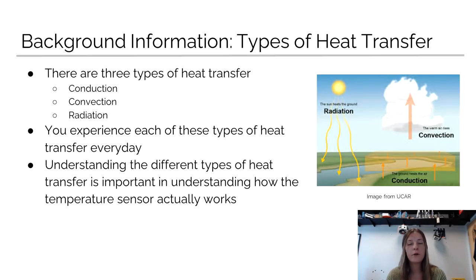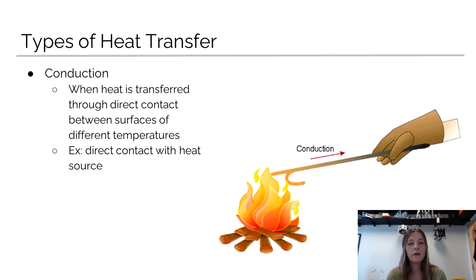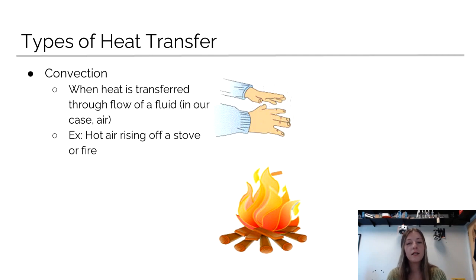So for this activity, we'll walk through three types of heat transfer: conduction, convection, and radiation. You experience these types of heat transfer every day. Conduction is when heat is transferred through direct contact between surfaces of different temperatures, for example, direct contact with a heat source. Whereas convection is when heat is transferred through a flow of a fluid, in our case air, so hot air rising off of a stove or a fire.